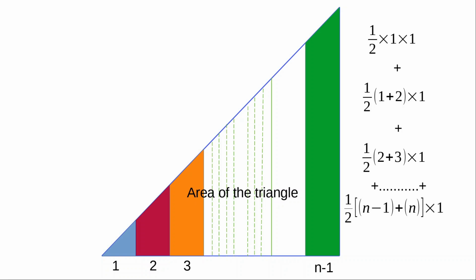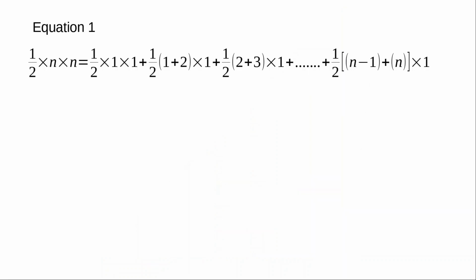Now let us write this down and logically look at it. The area of the entire triangle is going to be half n into n, that is half base into height. Now base and height are of length n and n. This is going to be equal to the sum of the first triangle, which is half into 1, plus the subsequent trapezoids. That is, trapezoid 2 is half into 1 plus 2 into 1. Trapezoid number 3 is half into 2 plus 3 into 1, and so on and so forth till we come to the last trapezoid, which is half into n minus 1 plus n into 1.